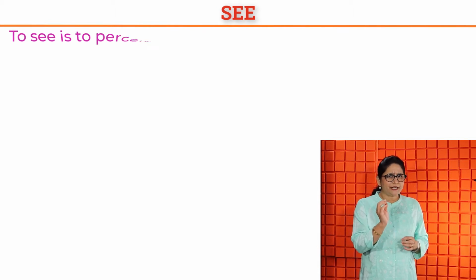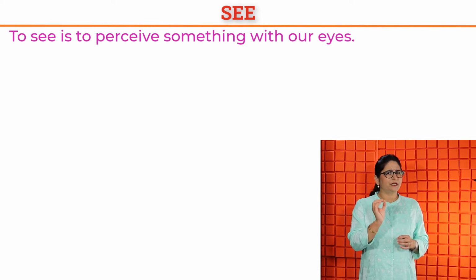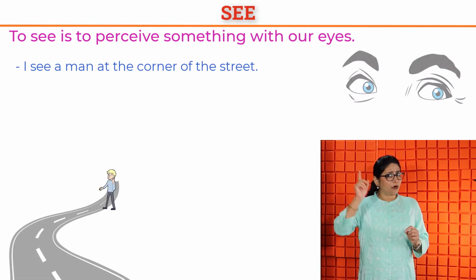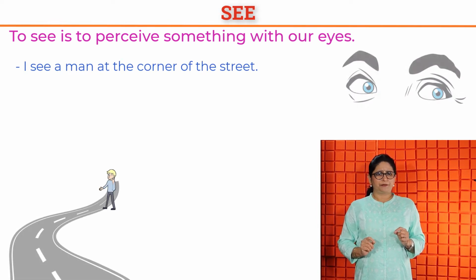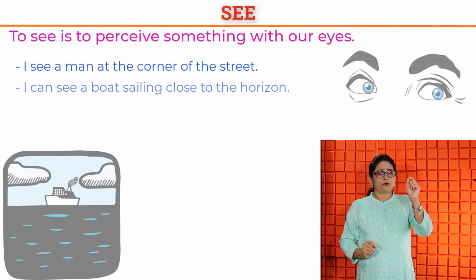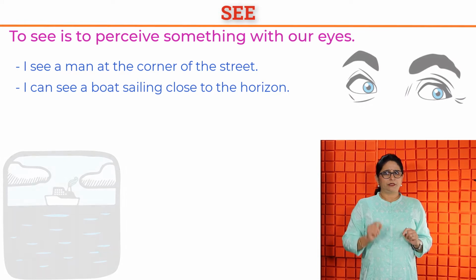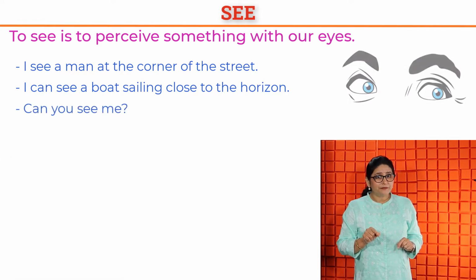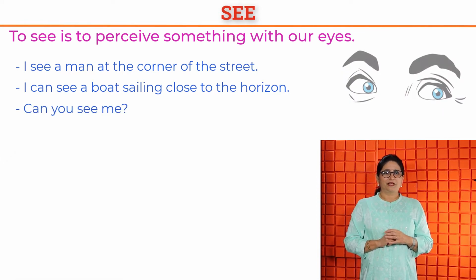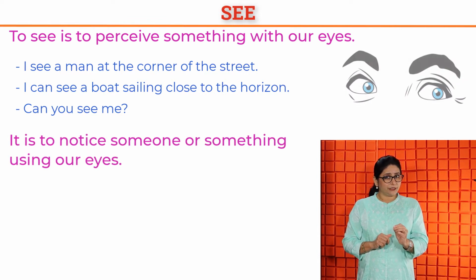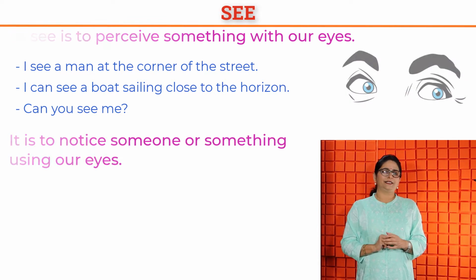To see is to perceive something with our eyes. I see a man at the corner of the street. I can see a boat sailing close to the horizon. Can you see me? It is to notice someone or something using our eyes.